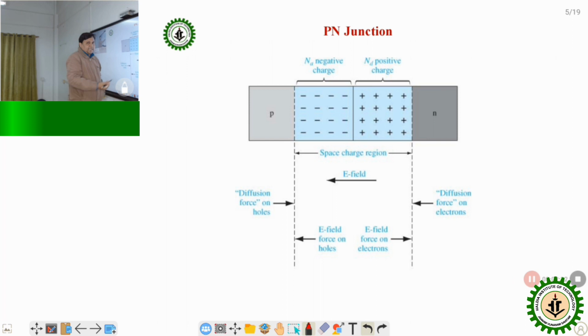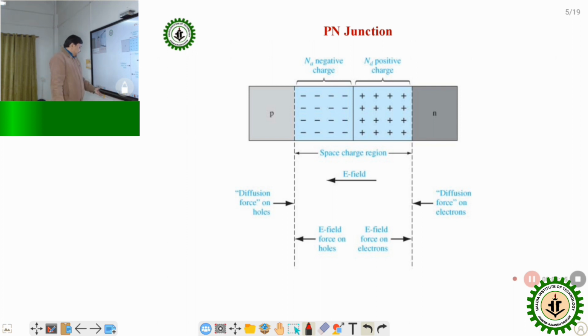Due to the space charge region, an electric field is created, directed from positive to negative. This layer is also called the depletion layer. At the edge of the depletion layer, the diffusion force on the holes and the electric field force on the holes cancel each other. Similarly on the N side, the force due to diffusion of electrons and the electric field force on the electrons cancel.